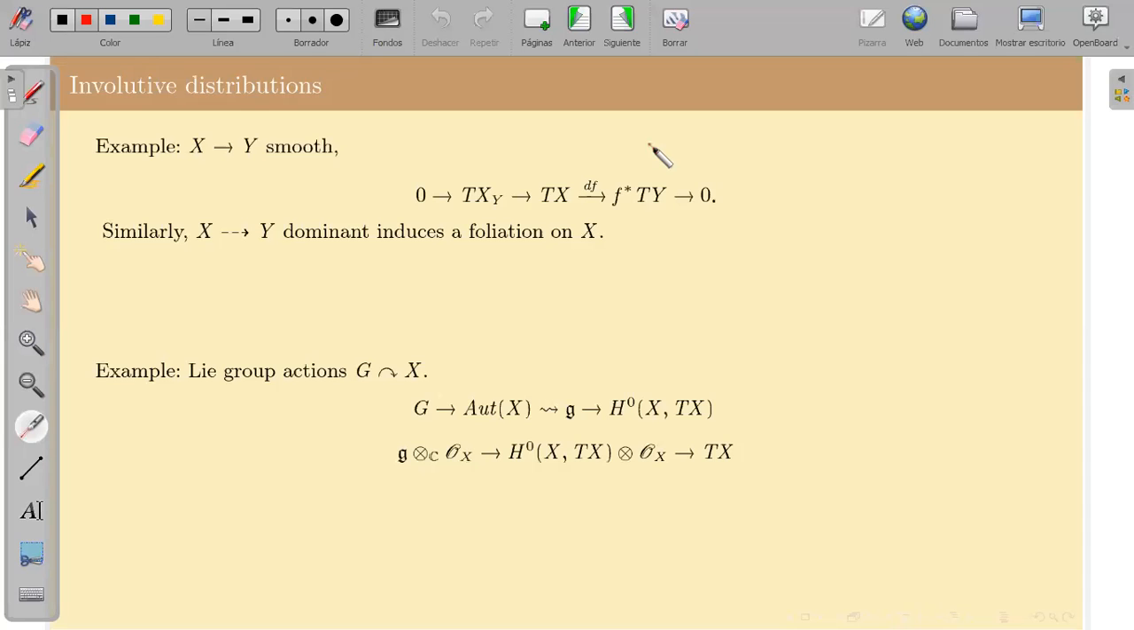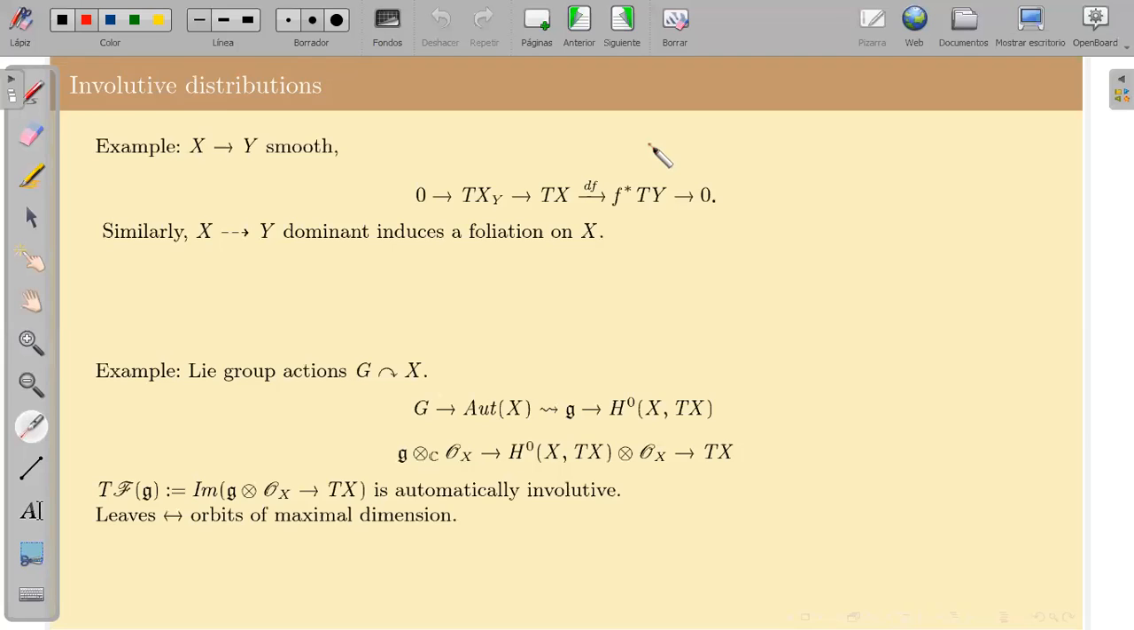And we define the associated distribution to be the one that has tangent sheaf equal to the image of this morphism. Again, this is automatically involutive because it's the image, this time, of a map of Lie algebras. And the leaves of the foliation correspond to the orbits of maximal dimension.